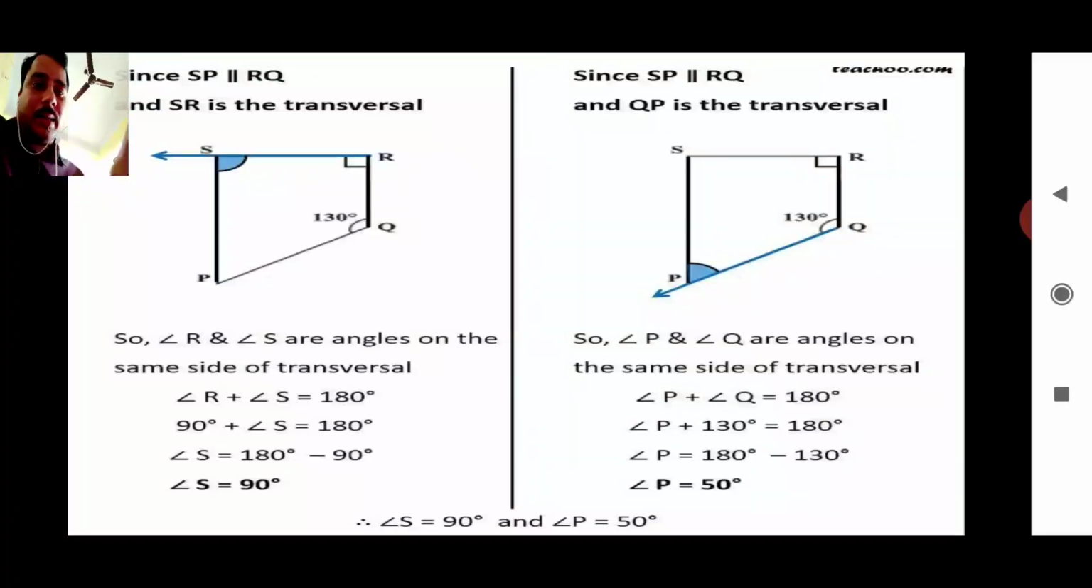SR is the transversal, so S and R are angles on the same side of a transversal, so R plus S will be 180, value of R equal to 90, so S equal to 90 degree. Similarly, in SP parallel to RQ and QP is a transversal, so P plus Q equal to 180 because these are the angles on the same side of a transversal. So P plus 130 equal to 180, P equal to 50 degree. Another method you can apply.